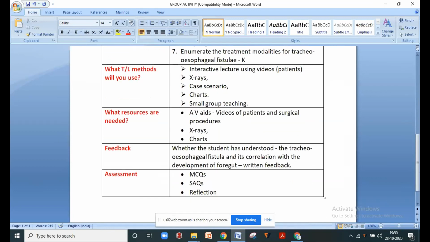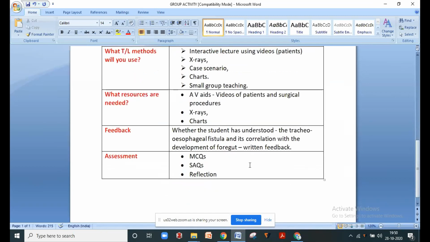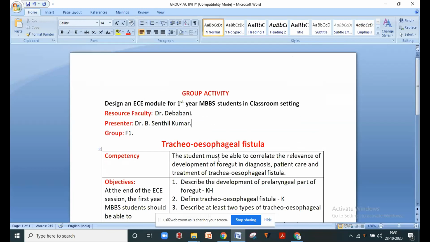Coming on to the feedback, whether the student has understood the tracheoesophageal fistula and its correlation with development of foregut, which will be a written feedback. The assessment includes MCQs, SAQs, and reflection. Thank you, ma'am.